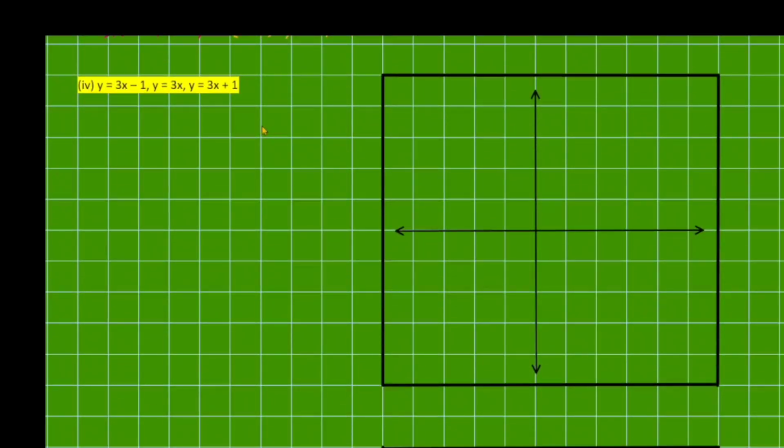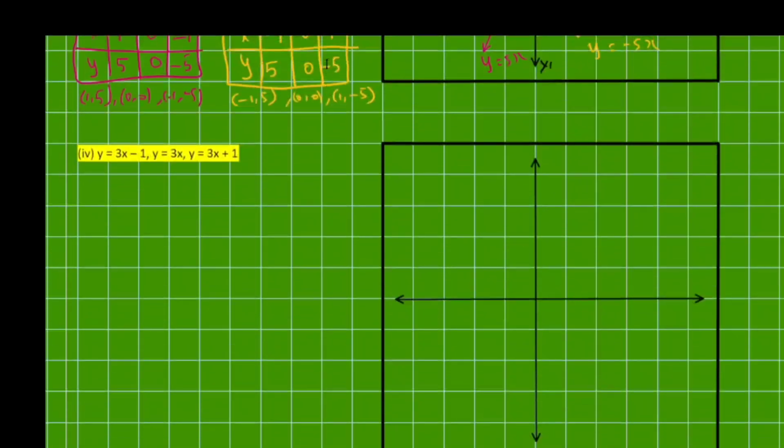Look at the next sum. Here you can see the b value. In the previous sum we had b as 0. Now we have a b value here, the y-intercept. We have a y-intercept in these sums. So in the sums where we have a y-intercept, the line does not pass through the origin.